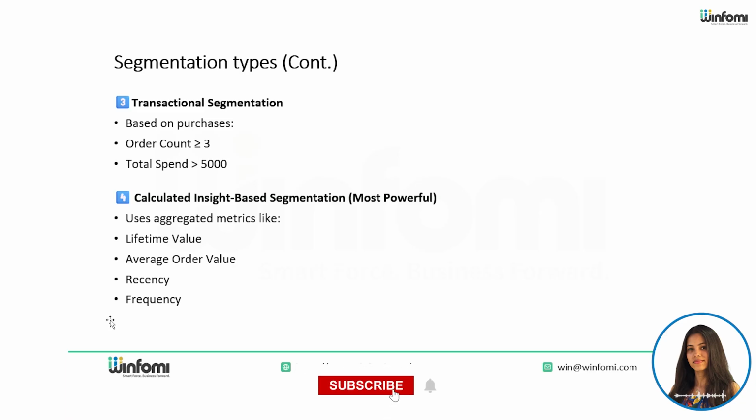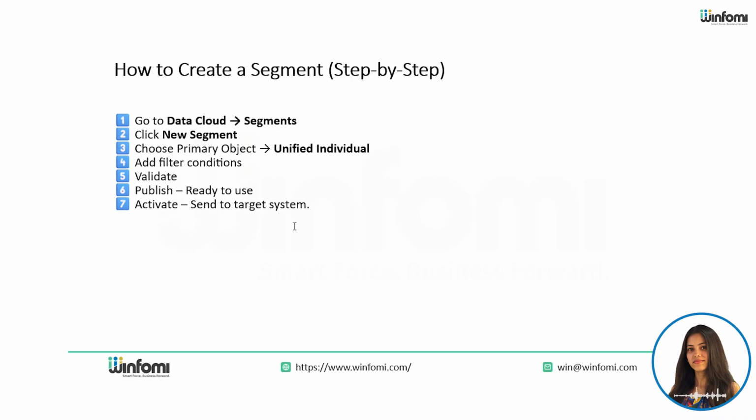And the fourth thing is calculated insight based segmentation, which we use right now on our smart retail, which uses aggregated metrics like total lifetime value, average order value, and frequency. Based on that, you can also create the segmentation. So you can click on go to data cloud, click on segments, new segment, and here you can choose the primary object and add filtration, validate, publish, and activate to the targeted system.